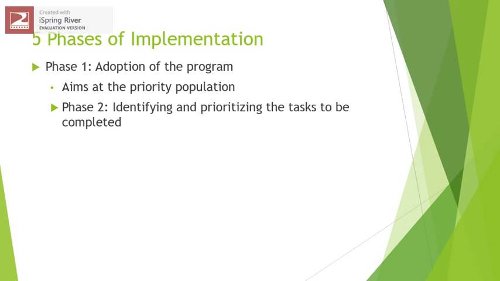Now we will talk about the 5 phases of implementation. Phase 1 is defined as the adoption of the program. What should be stressed during this is the marketing process of the program. The marketing process is planned so that the priority population will still want to join in and participate. It aims at the priority population.